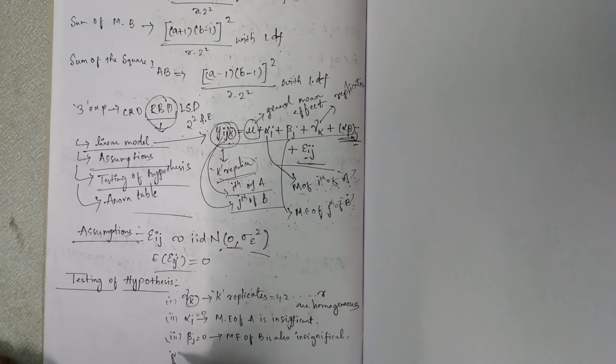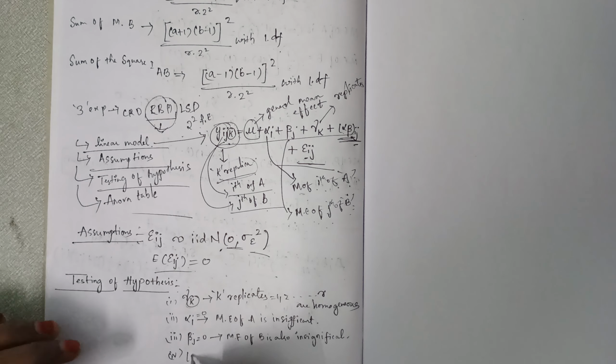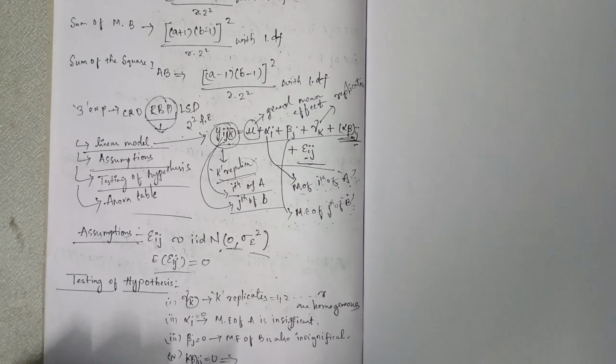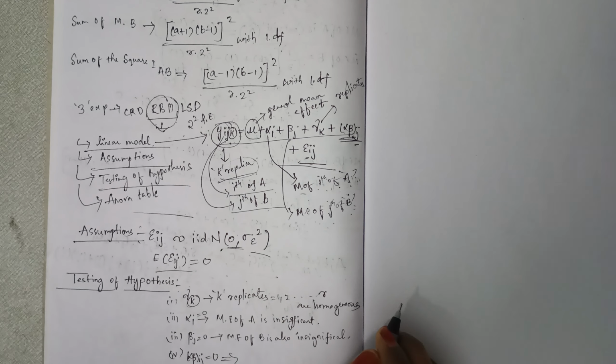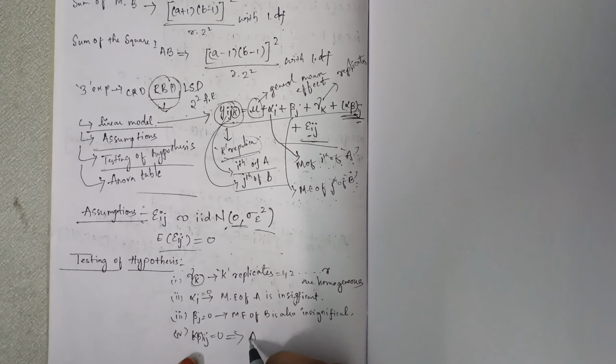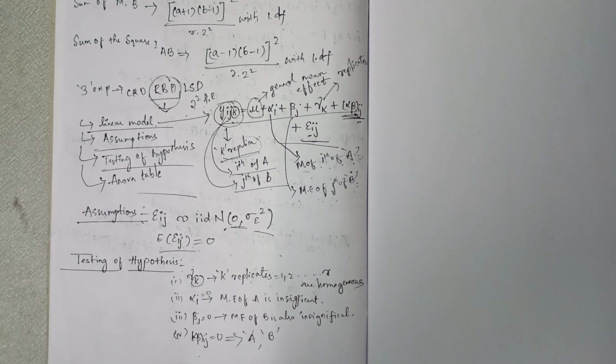And the fourth one is alpha beta ij, which is equal to 0. There is no interaction effect between the factor A and factor B. So these are the testing of the hypothesis.